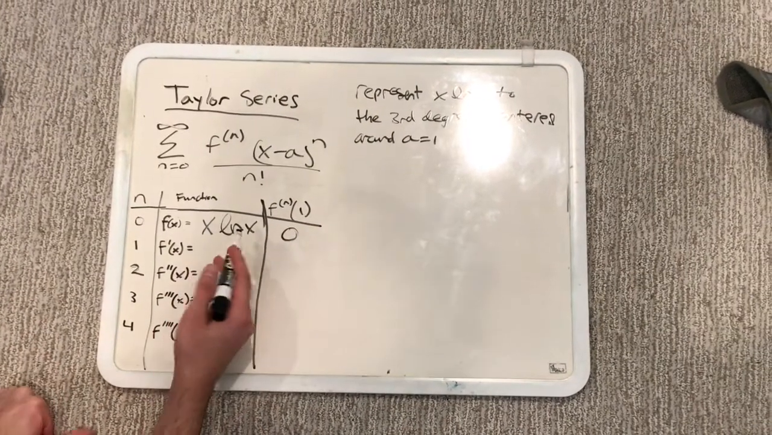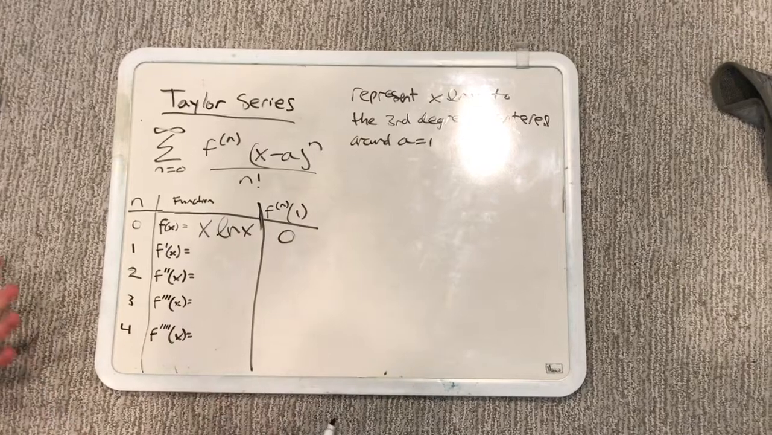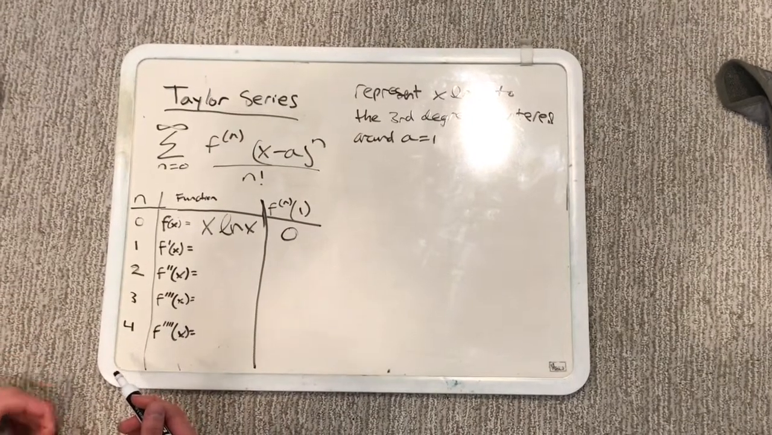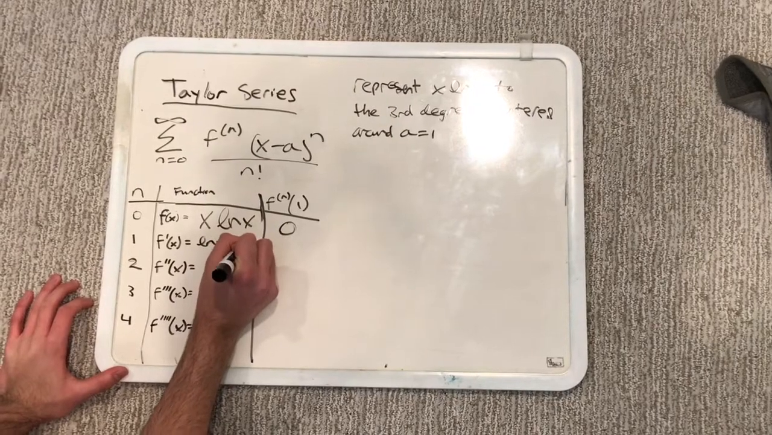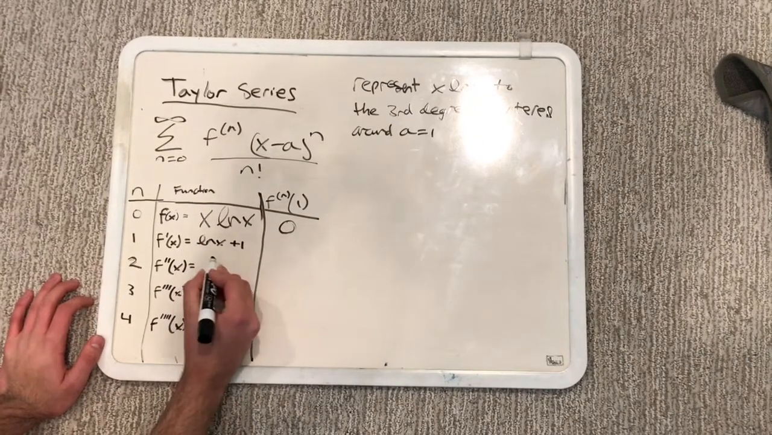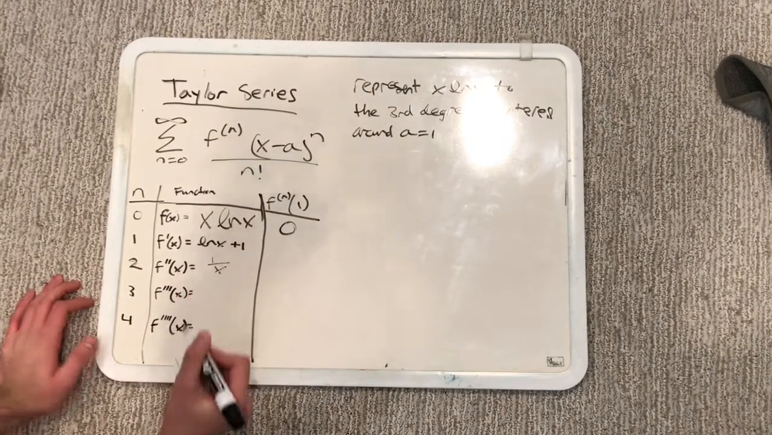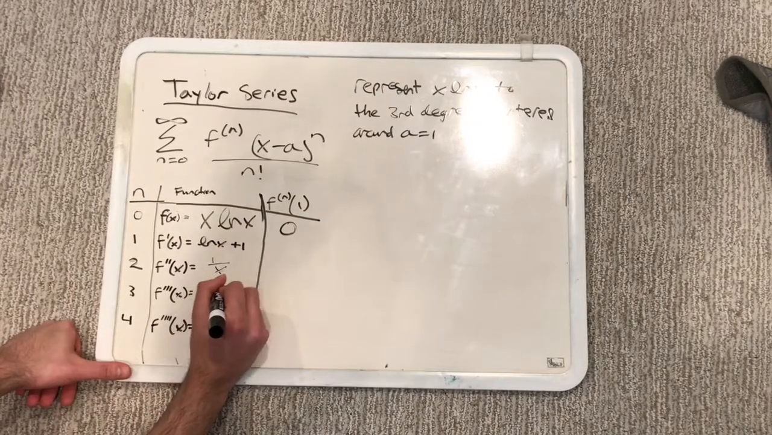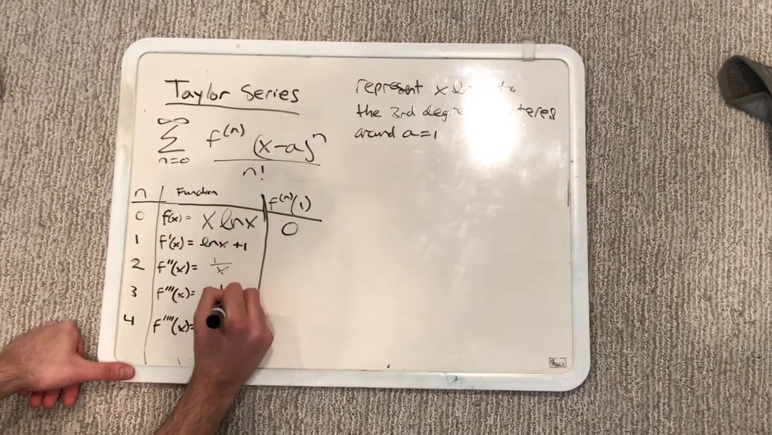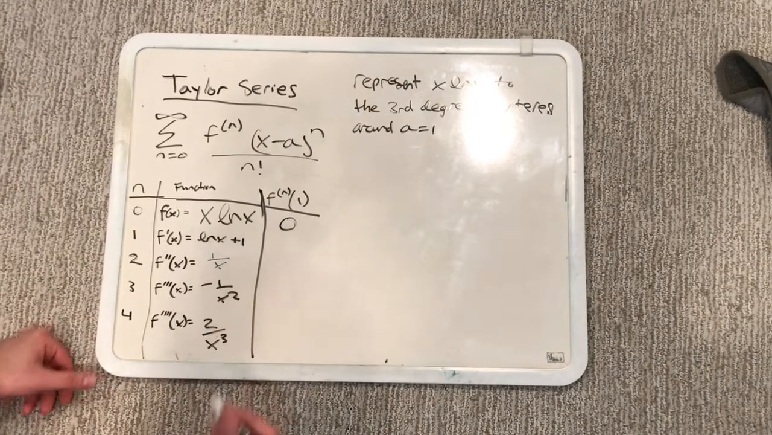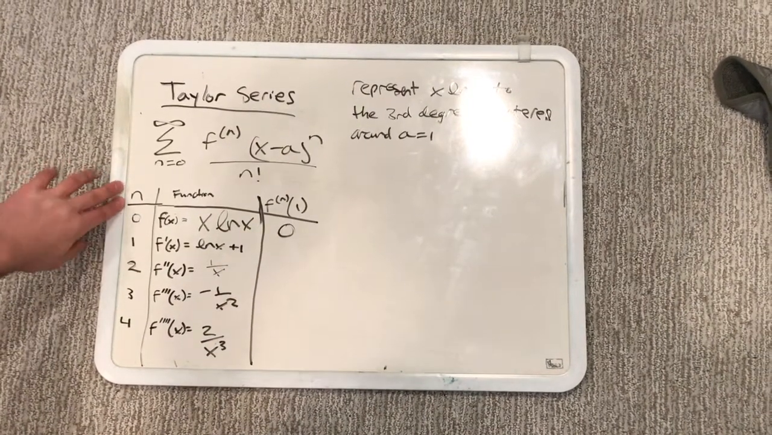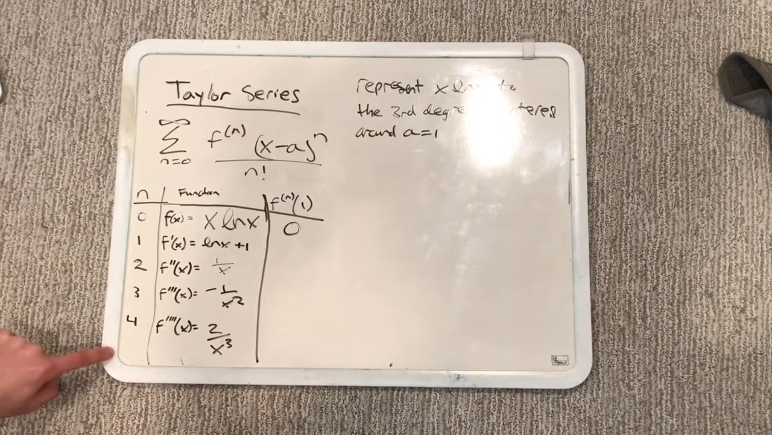So we're going to take the derivative of this using just like the product rule, kind of like basic derivatives. And this would be ln of x plus 1. Take the derivative again, and you get 1 over x. Another derivative would be negative 1 over x squared. And lastly, another one would just give you 2 over x cubed. So these all represent respective n values of 0, 1, 2, 3, and 4.